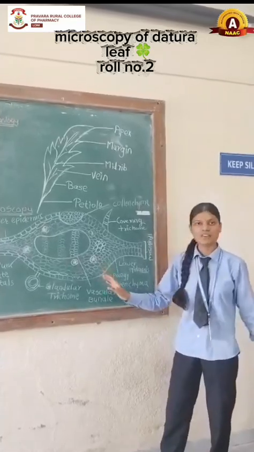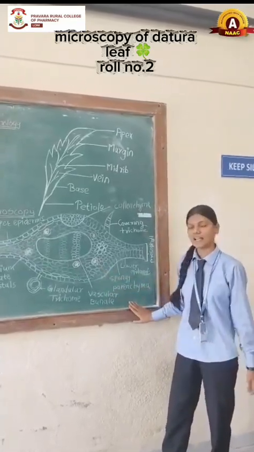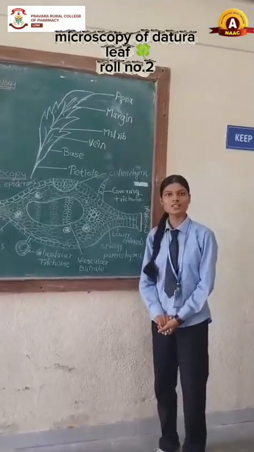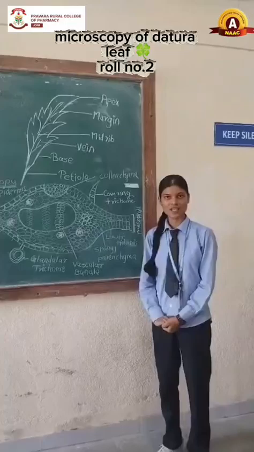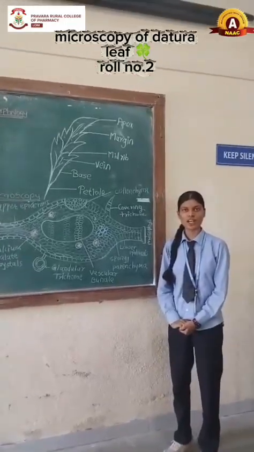Vascular bundle, which has xylem and phloem. The vascular bundle consists of the xylem and phloem. Xylem has water and nutrients, and phloem has sugar and nutrients.